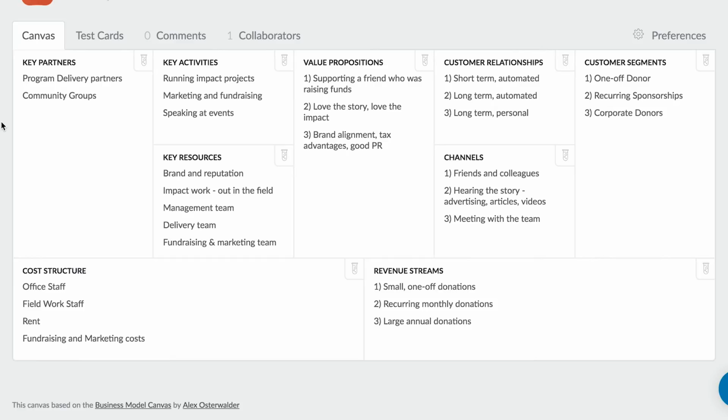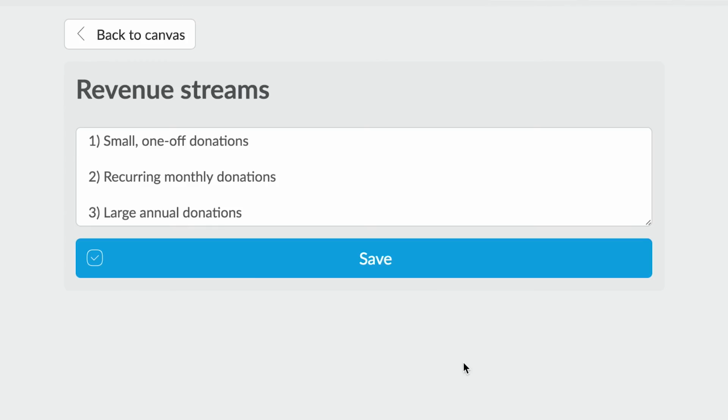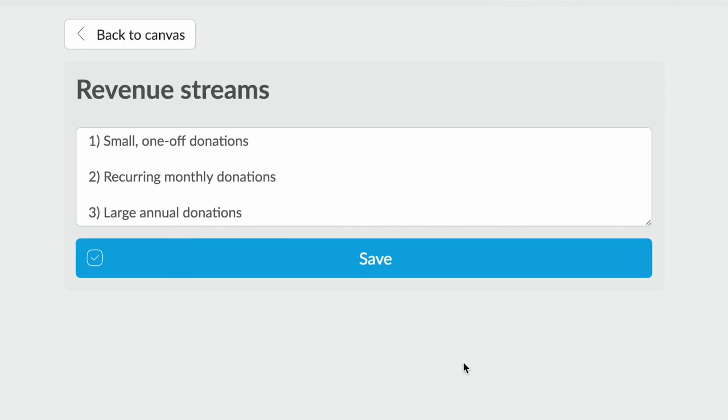And finally, we see the viability, the two financial ones. So we have our revenue streams. We've got a small one-off donation. It might be $5, $50, something in that sort of range. We've got our recurring monthly donations, which is going to be from our ongoing partners, and then we've got our larger annual donations. These are the photo opportunities with the giant novelty check.